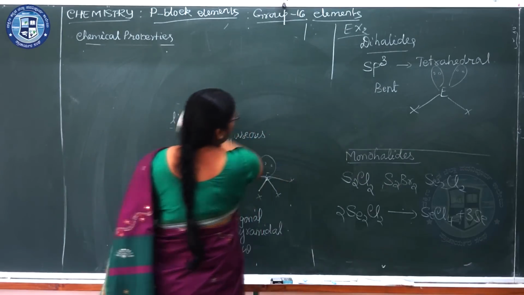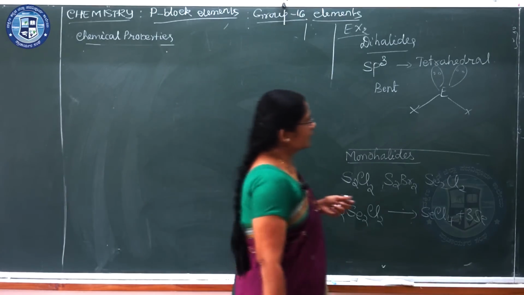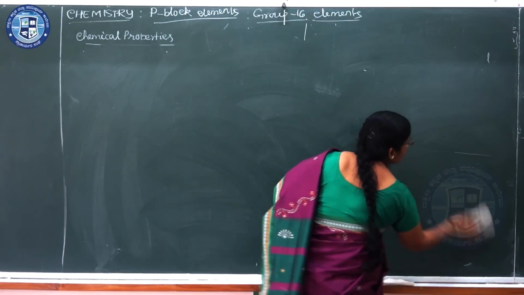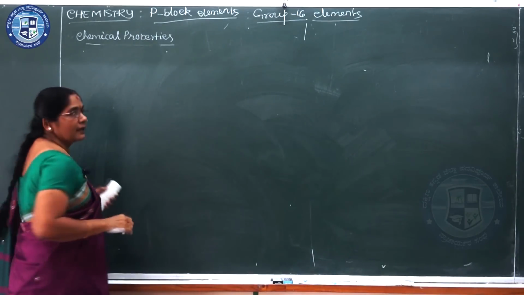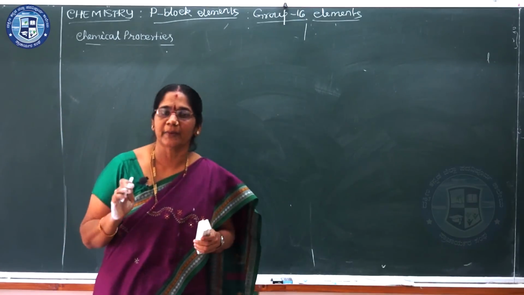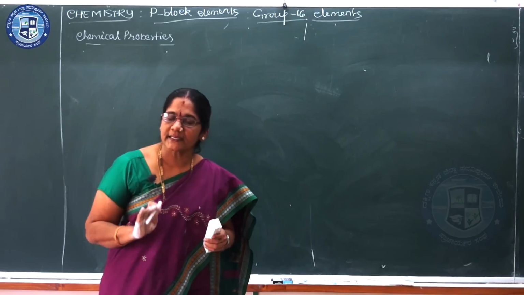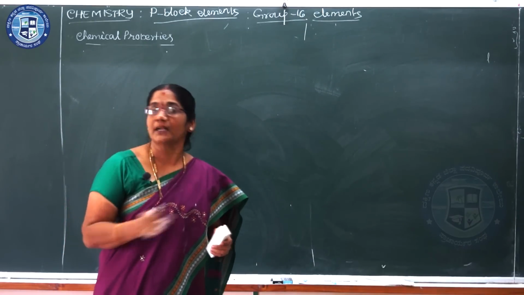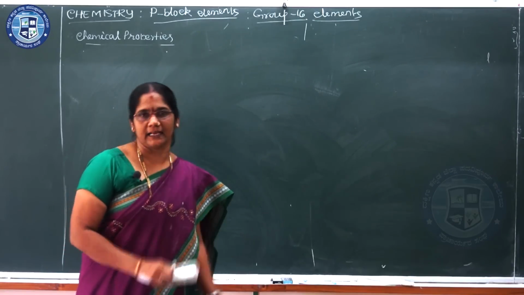Next we will see the anomalous properties of oxygen. All the second period elements in the respective groups show some distinct or different properties, which we refer to as anomalous properties, compared to the properties of the other elements.